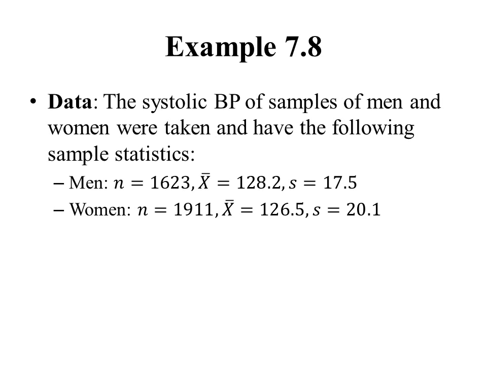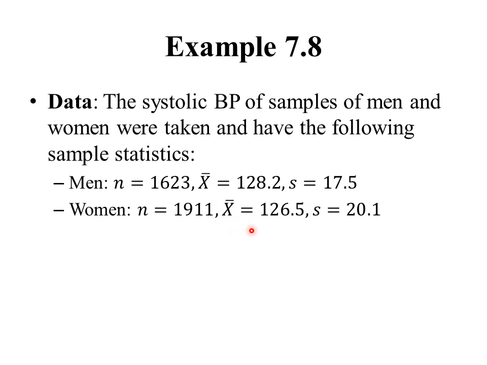So instead we're going to get data from samples. And so what we did is we went out and we surveyed 1,623 men, took each of their blood pressures. The mean of those blood pressures was 128.2, and they had a standard deviation of 17.5. Likewise, we measured the blood pressures of 1,911 women. They had a mean of 126.5 and a standard deviation of 20.1. So if we compare these two sample means, we note that they're not identical. There is a little bit of difference between them.